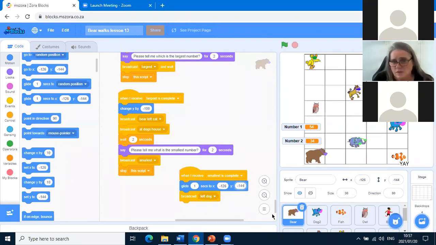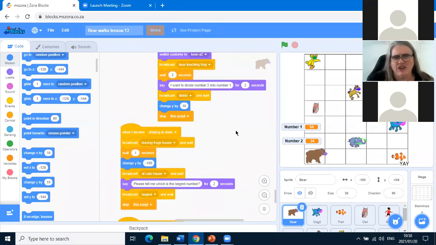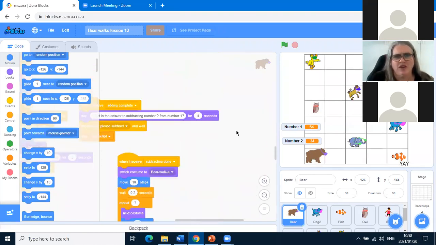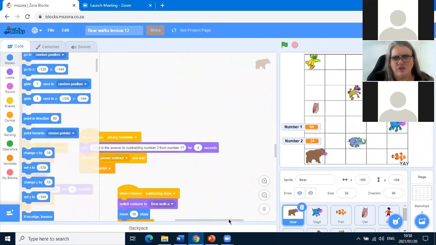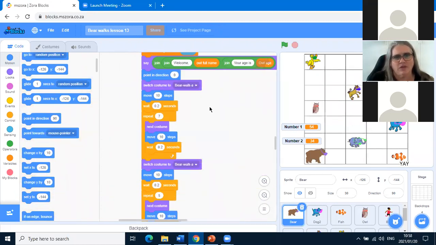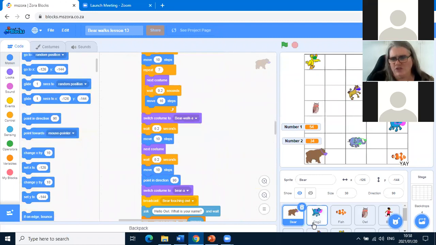Okay. We're going to see what's going to happen now. He broadcasted his left dog. Dog's going to go back to his place. Bear's just going to go over here. But there's one thing that we've left out with all these animals. Each animal must be positioned in its right place on starting running this program. So we've got Bear positioned in the right place.